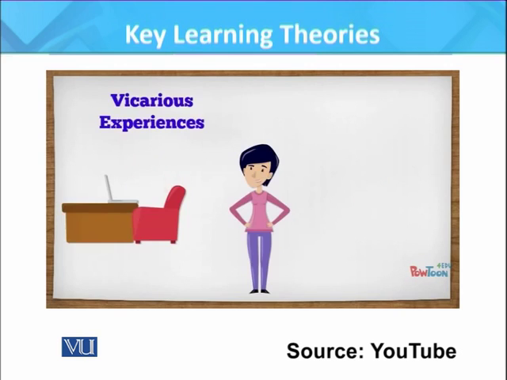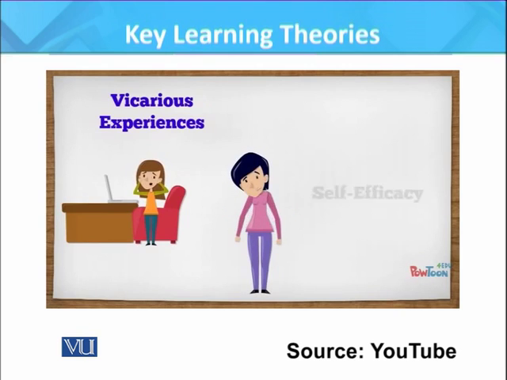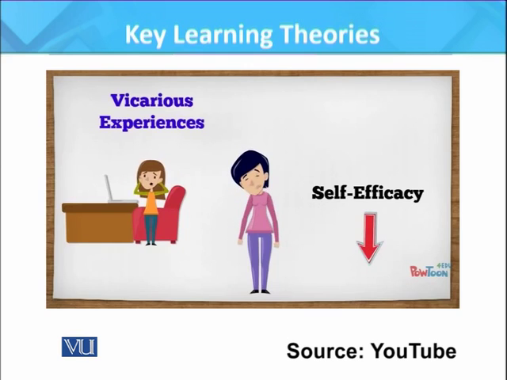Similarly, if Cindy saw her coworker struggling and failing at the task, Cindy's own self-efficacy will be lower because she is judging her own abilities based on what she observes is happening with her peer. Overall, vicarious experience is considered to be less powerful than performance accomplishments.